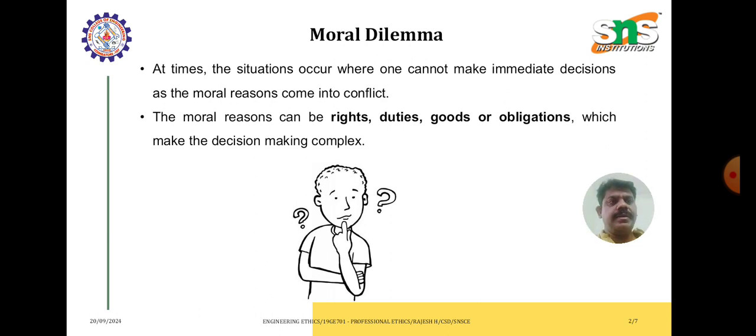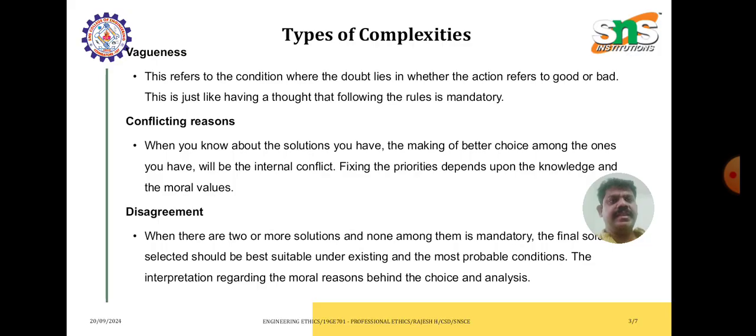So, how can this moral dilemma be dealt with? Let us see in the next slide. There are different types of complexities observed when dealing with a moral dilemma. The first one is vagueness, which refers to the condition where the doubt lies in whether the action is good or bad. This is just like having a thought that following the rules is mandatory.